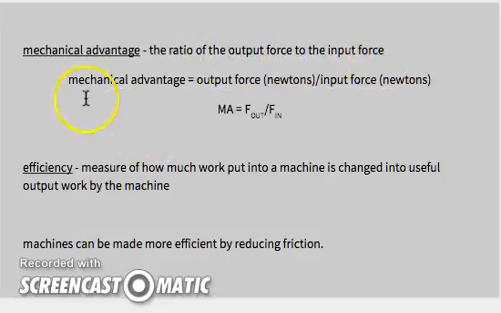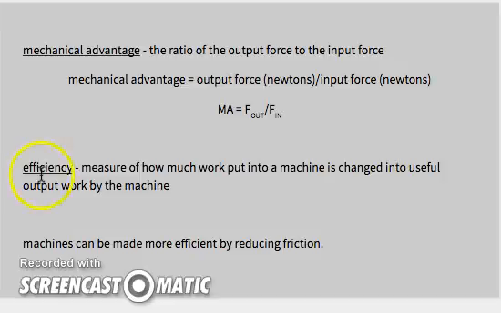Here's our formula. Mechanical advantage is equal to output force, measured in newtons, divided by the input force, measured in newtons. The formula is MA equals F out divided by F in. Because it's a ratio of one force over another, it does not have any units. We've got newtons divided by newtons, so the newtons cancel out. Mechanical advantage has no units. Yay, that's one thing we don't have to remember.